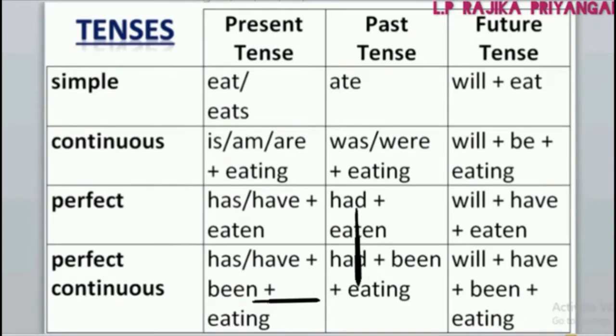Past perfect continuous is made with had plus been plus eating. Had is taken from past perfect tense and eating is taken from past continuous tense. Future perfect continuous is made with will plus have plus been plus eating. Here also have is taken from future perfect and eating is taken from future continuous tense. Never use will has been eating. It should be will have been eating.